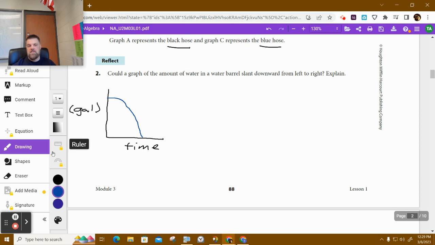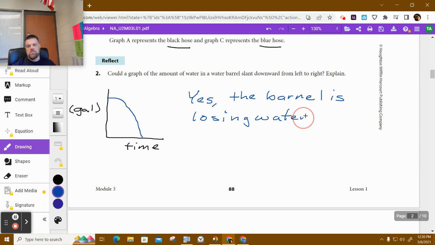And what causes that? Like the barrel would be leaking. Yeah, exactly. So, yes, the barrel is losing water, or leaking, as you said, but you could be letting the water out. And it could lose it at a steady rate. It could lose it all at once. It could slowly lose it and then increase over time.